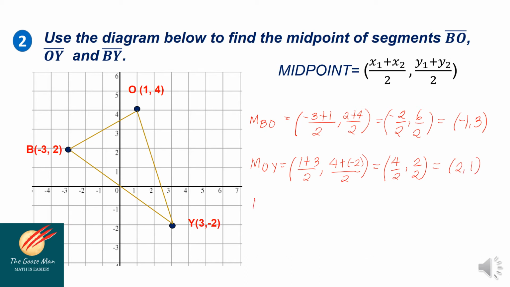Next, let's move on to the midpoint of the line segment BY. This is the same as negative 3 plus 3 all over 2, comma, then we have 2 plus negative 2 all over 2, or this is the same as 0 over 2, comma, 0 over 2, or finally, this is at (0, 0). So, here are the coordinates of the midpoints of BO, OY, and BY respectively.